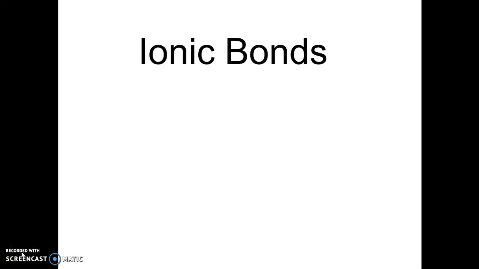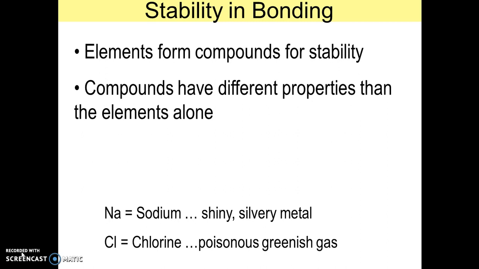All right, well, now we're going to look at writing chemical formulas and how to name them for simple ionic compounds. So remember that elements are going to form these compounds in order to be stable. So the compounds together are going to have very different properties than the elements by themselves.